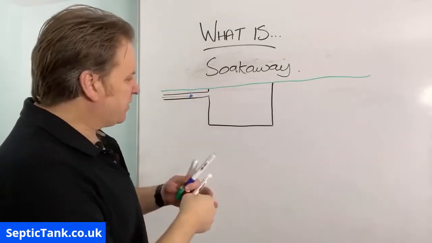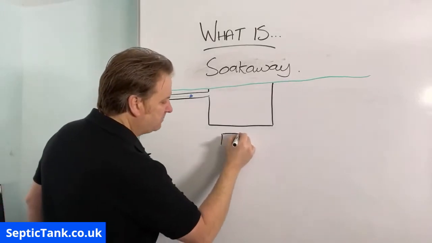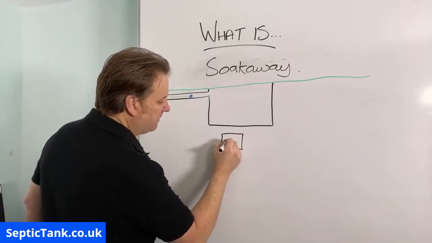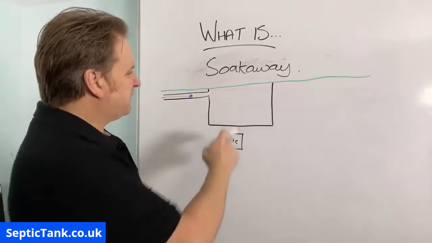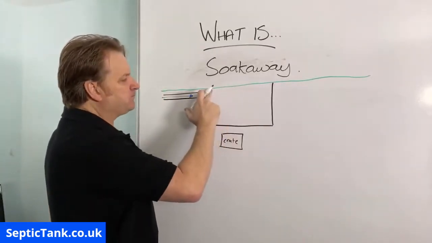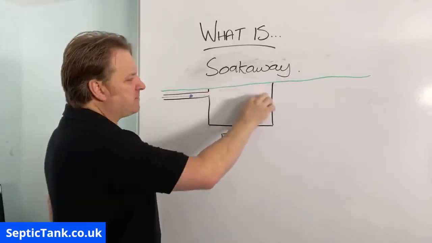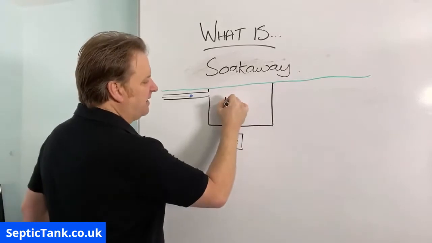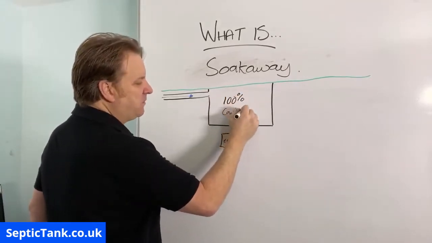Now a soakaway crate looks like a milk crate. So if I just show you here, it looks something like that. And they call them septic tank soakaway crates. And what happens is this: if you imagine this is a hole, and if you fill that with ground, at the moment, as it stands, that's 100% cavity.